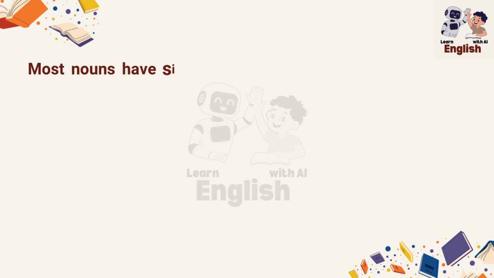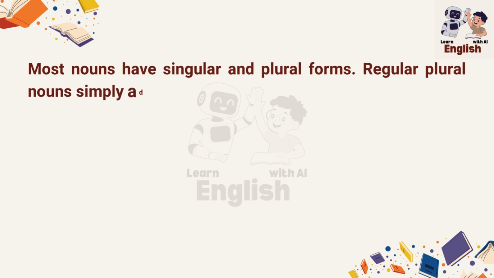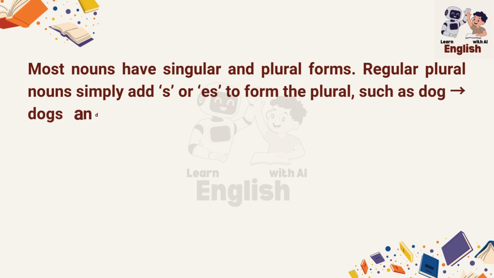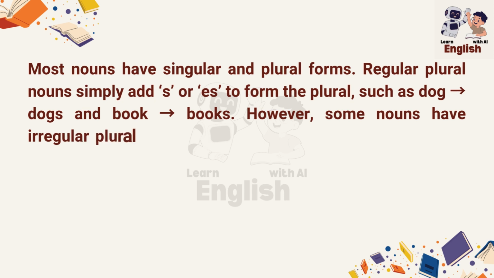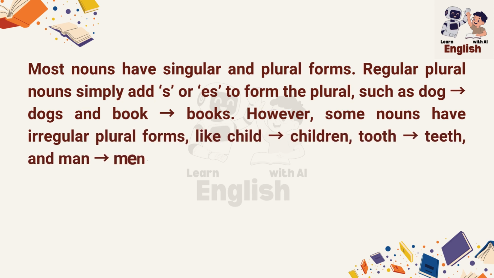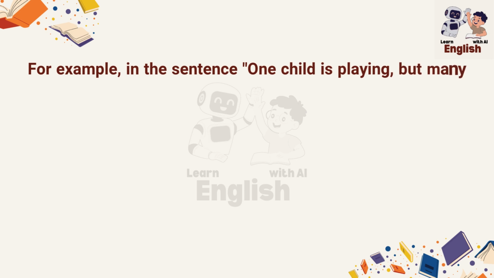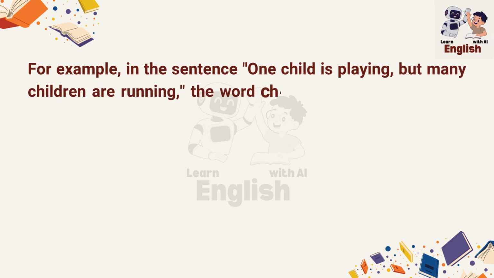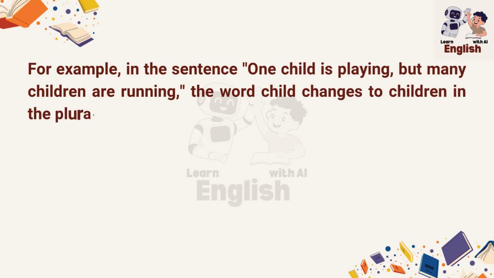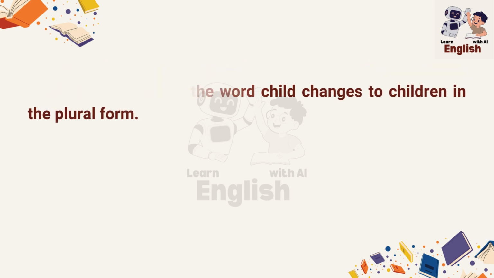Most nouns have singular and plural forms. Regular plural nouns simply add s or es to form the plural, such as dog to dogs and book to books. However, some nouns have irregular plural forms, like child to children, tooth to teeth, and man to men. For example, in the sentence, "One child is playing, but many children are running," the word child changes to children in the plural form.